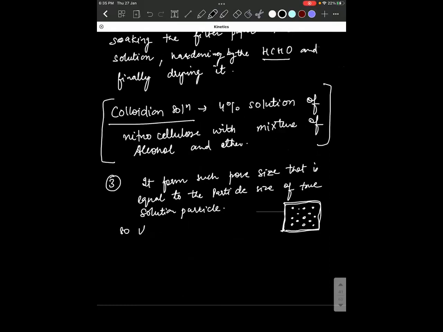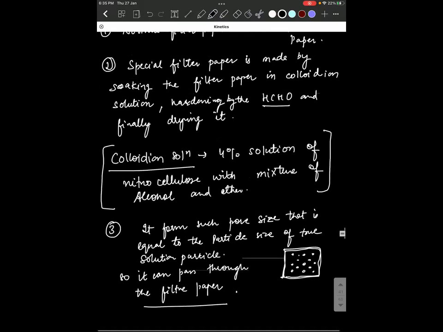So it can pass through the filter paper. Through the filter paper. Is this method clear? All the methods are clear? Yes, sir. Okay, so these 3 methods, they were for the purification of colloids.